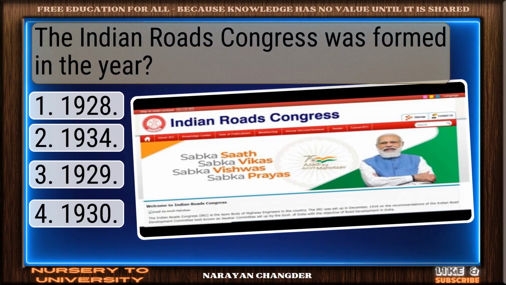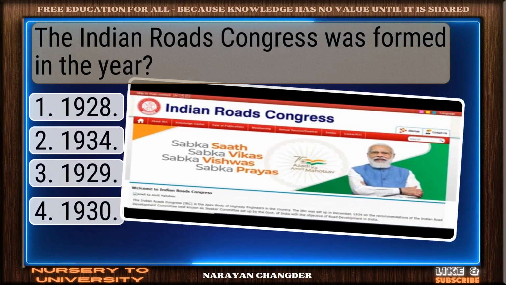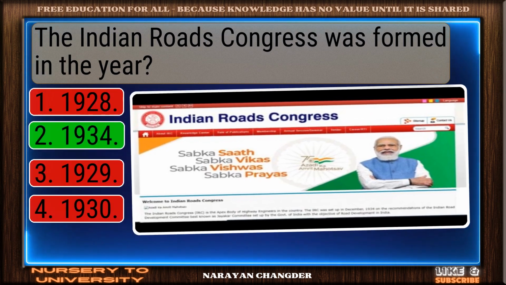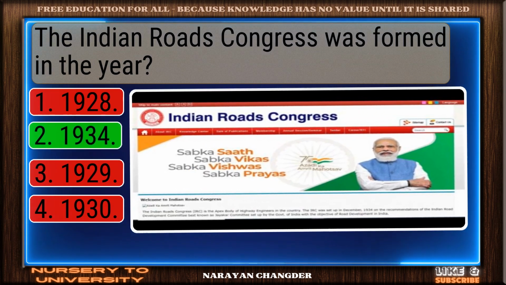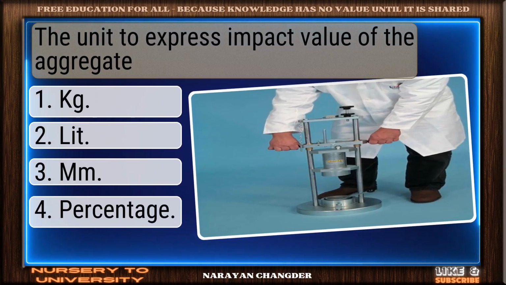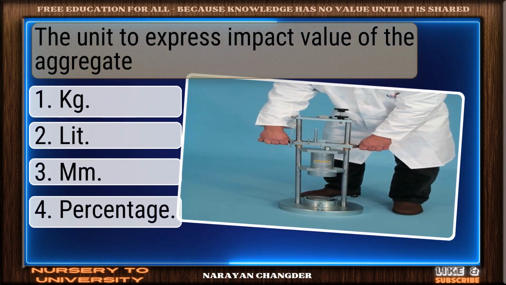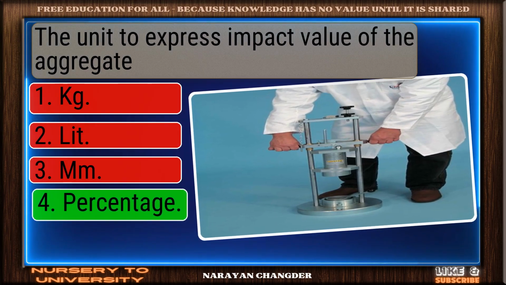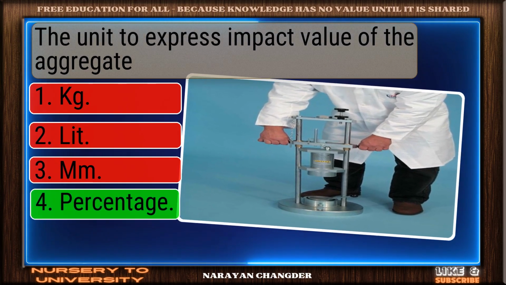The Indian Roads Congress was formed in the year... Correct response. 1934 is the most accurate answer. The unit to express impact value of the aggregate. Solid response. Percentage is a valid choice.